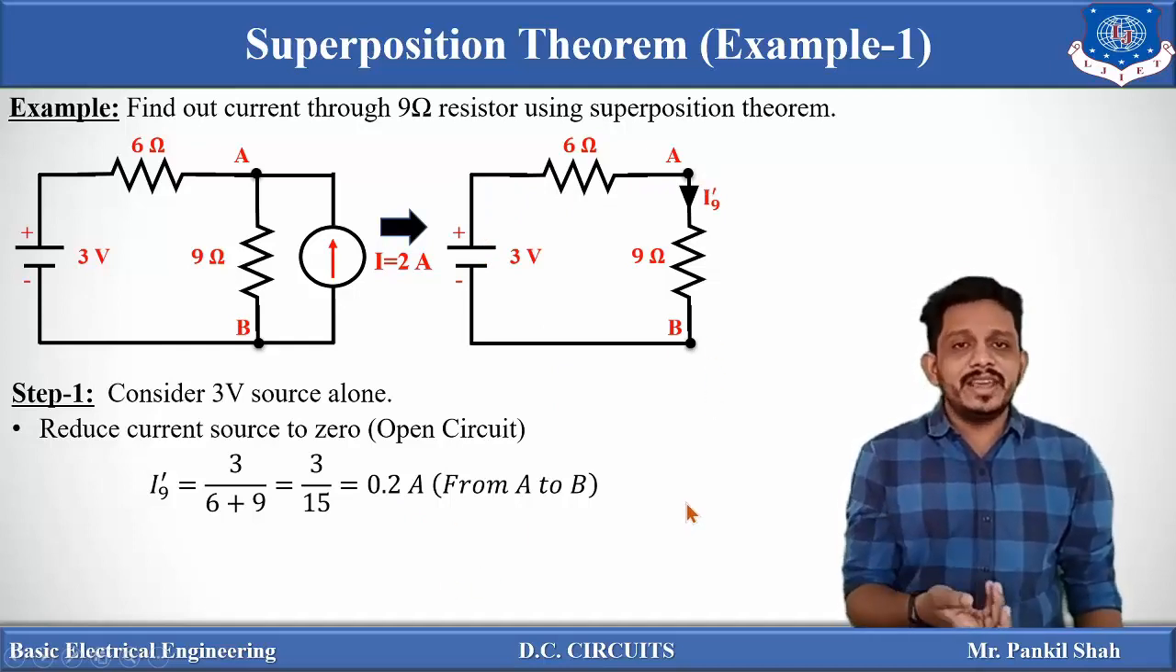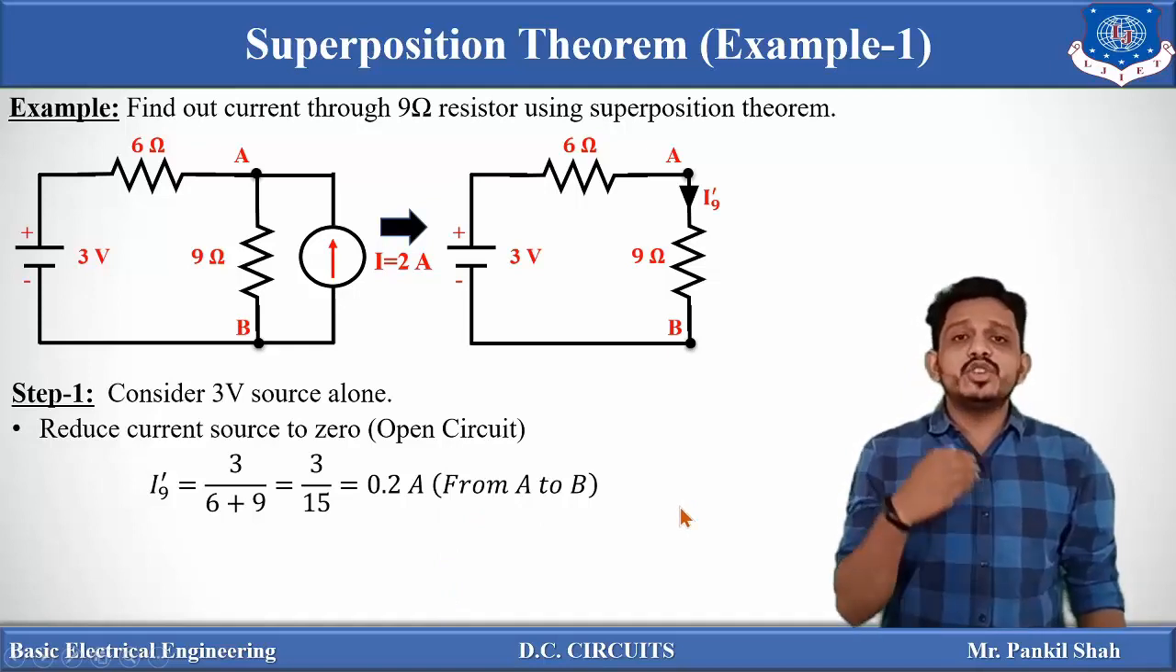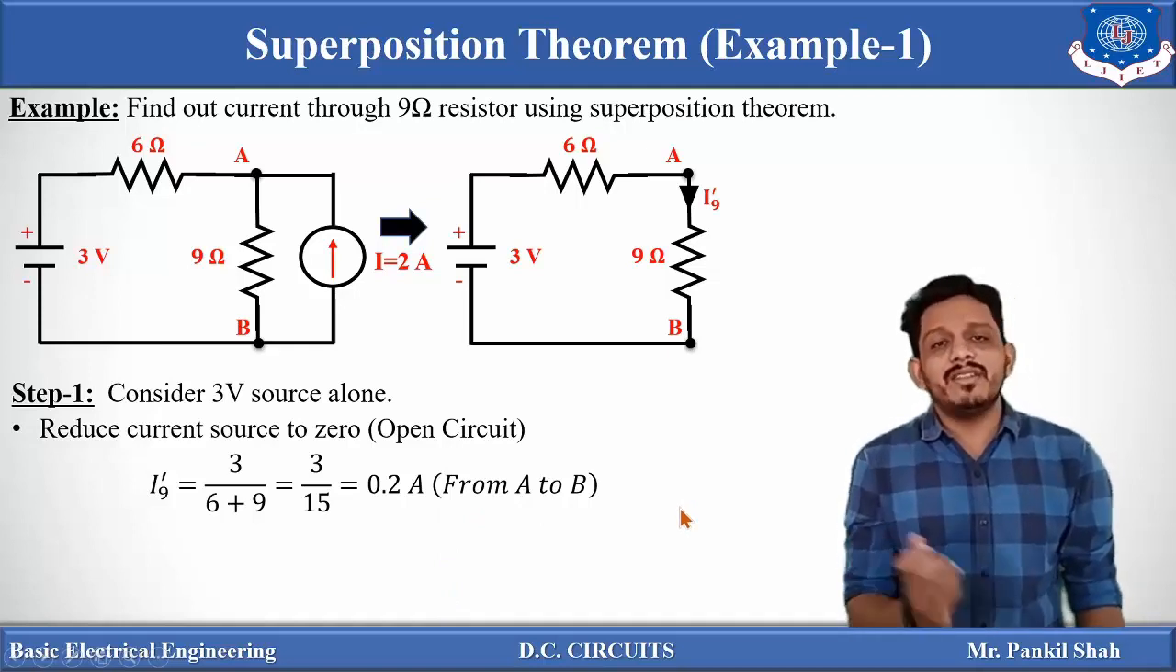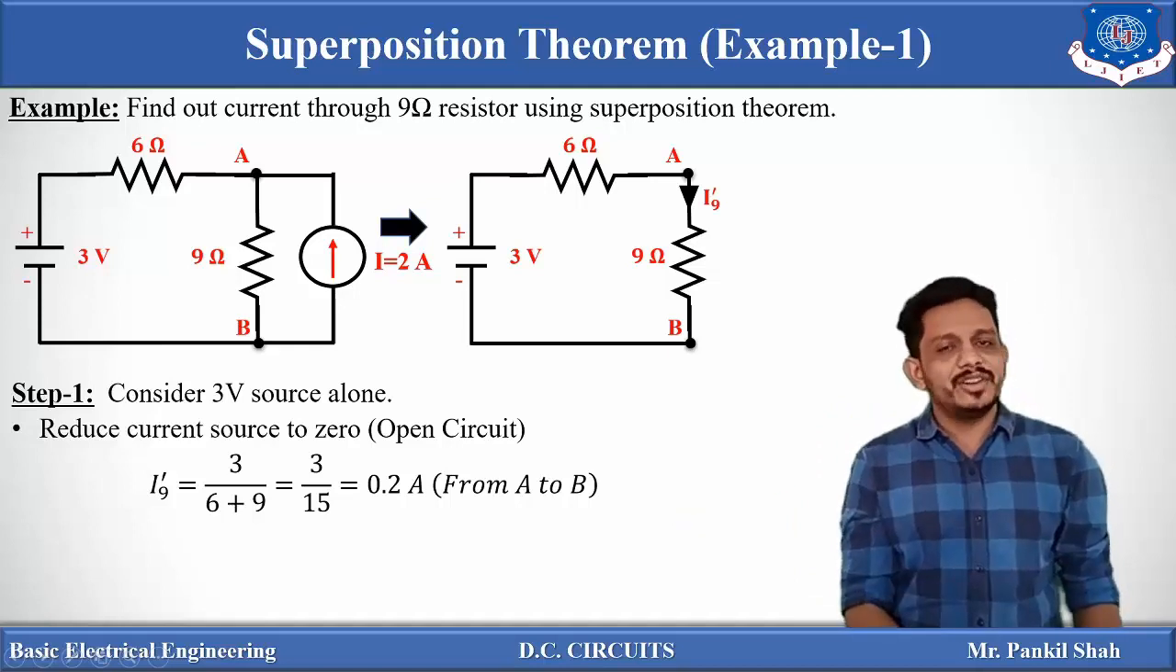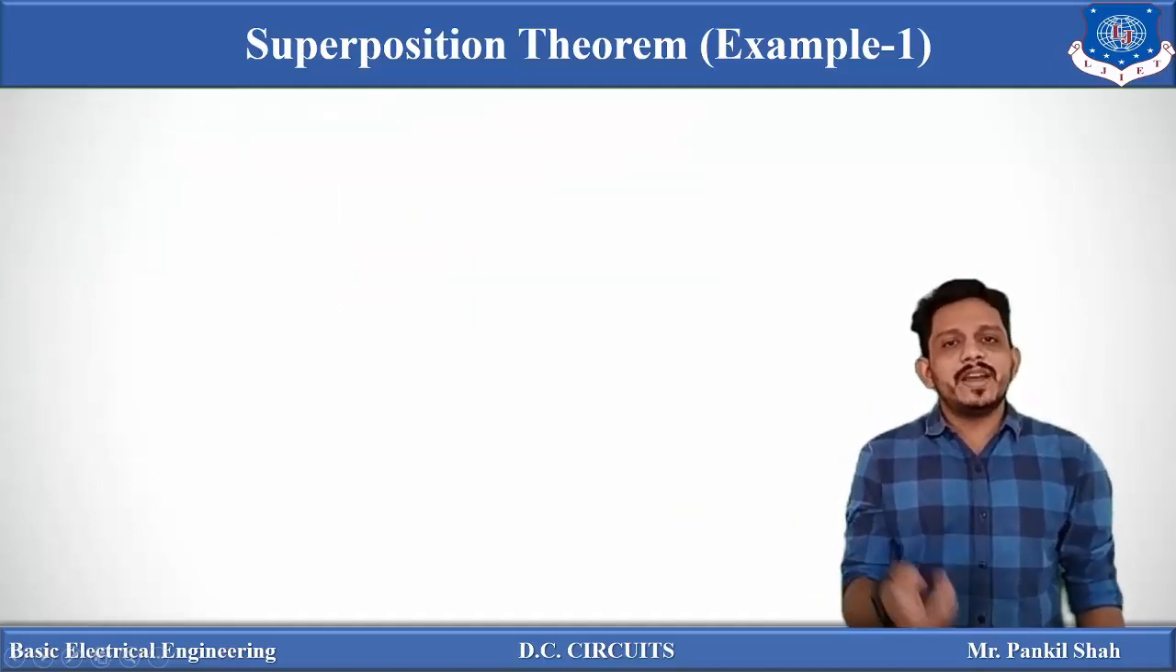If in the second case the current is flowing from B to A, then you have to subtract the individual responses. If both are from A to B, then you have to add the responses. Okay, so now step number 2.